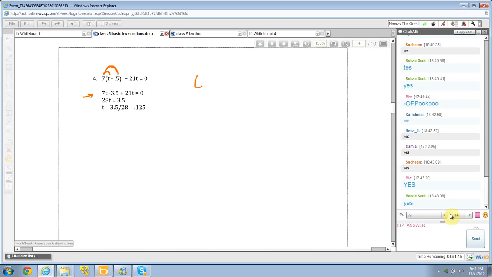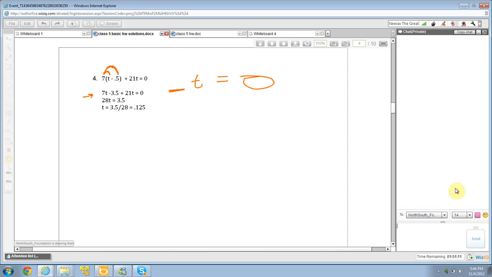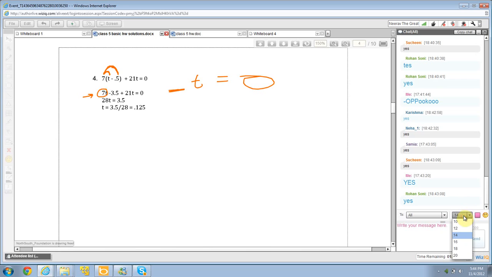Now we want to get all of the t's on one side, with a number, and all of the numbers on the other. We keep the 7t and 21t and just add them together, and then we take this 3.5 and bring it to the right hand side. So you get 28t is equal to 3.5. Now we have to get rid of the 28t, so we divide both sides by 28.